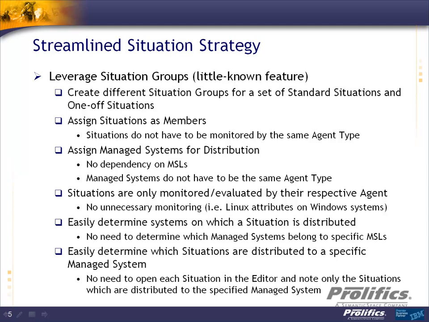And as we see in the next bullet point, situations are only monitored or evaluated by the respective agent, essentially no unnecessary monitoring. So the solution is smart enough to identify that I have Linux situations, and I distribute it, quote-unquote, to Windows systems in the Distribution tab. But it's not going to monitor those Linux situations on those Windows systems because those attribute groups don't exist for that agent type. So you don't have to worry about unnecessary monitoring. But this, again, vastly reduces the number of situation groups and gives us the flexibility of using managed systems rather than managed system lists.